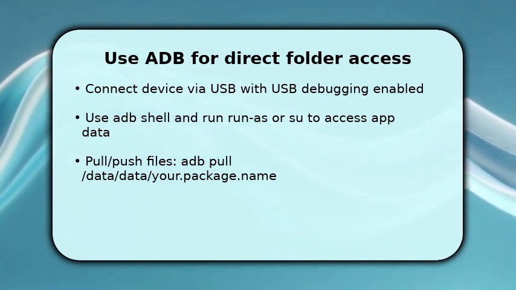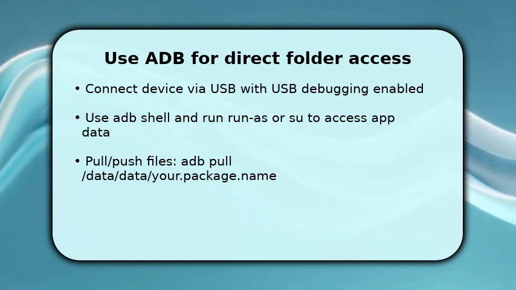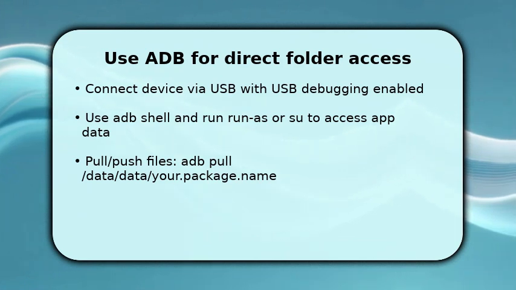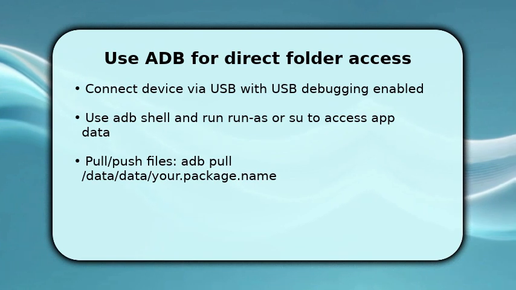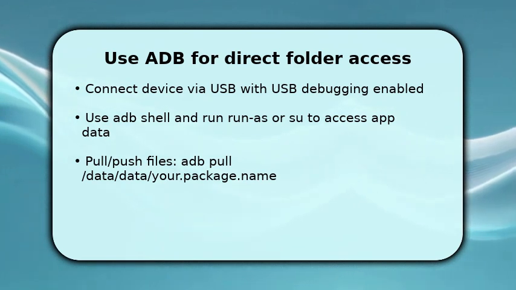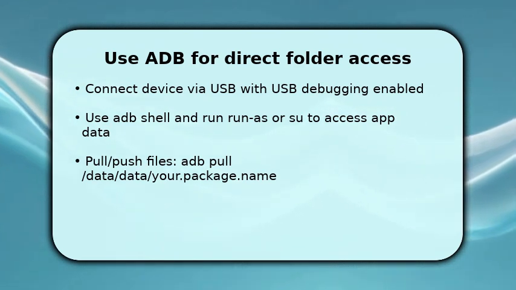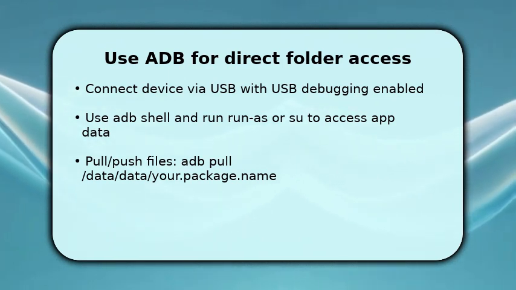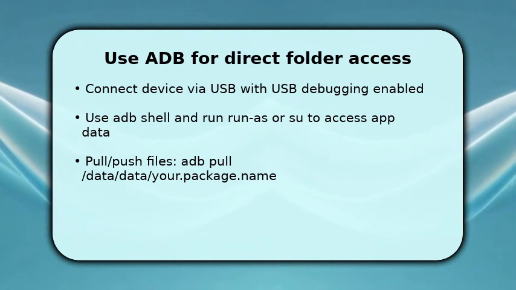Use run-as with your package name to operate as that app. If you have root, use su to get full permissions. Once inside, navigate to /data/your package name and use tar or cp to move files. Then exit and use adb pull to copy data to your PC. This bypasses scoped storage and fixes cases where the Android UI denies folder access.